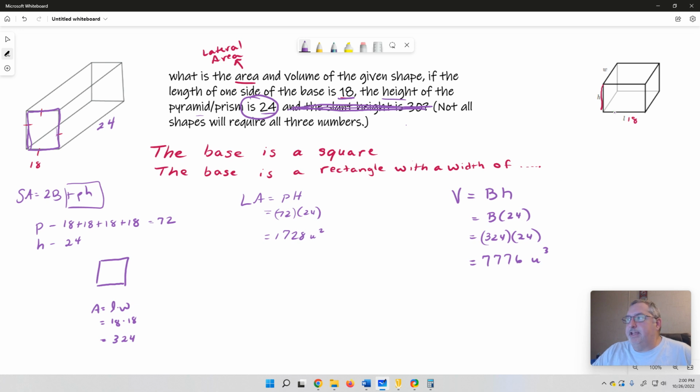So follow the same procedure here. For volume, you can also use this formula, length times width times height. If I'd applied that formula, I'd have gone 18 times 18 times 24. I'll get the same thing, and you'll get the same thing over here. But for the lateral area, you have to find the perimeter of the base and then multiply by the height.